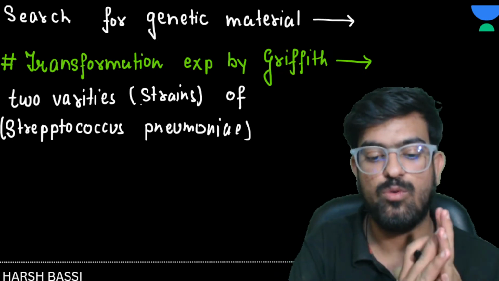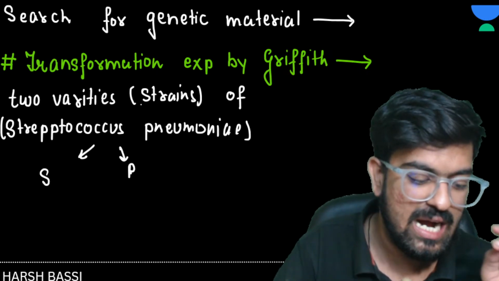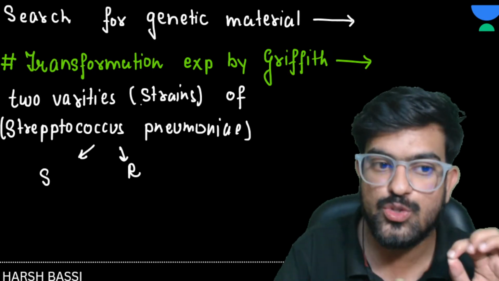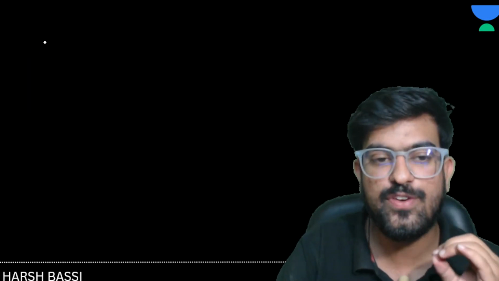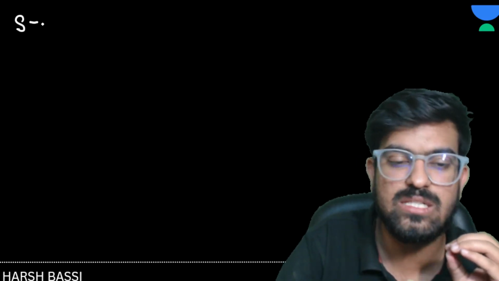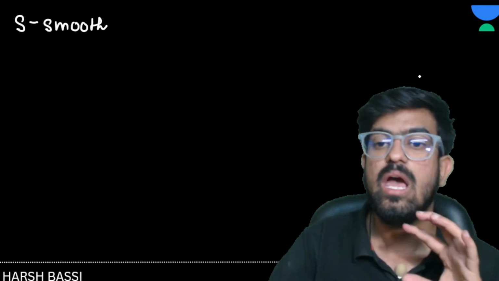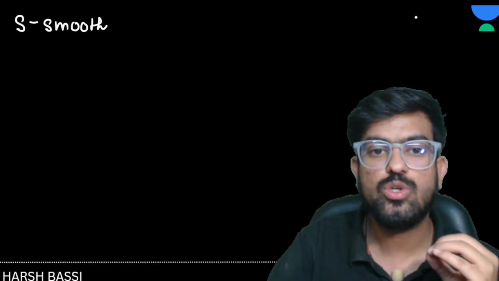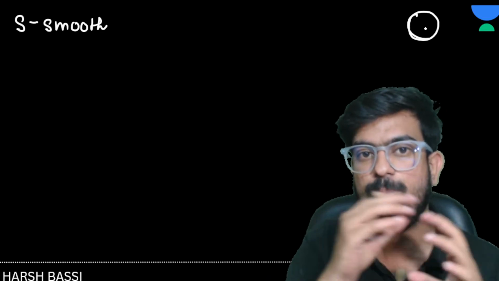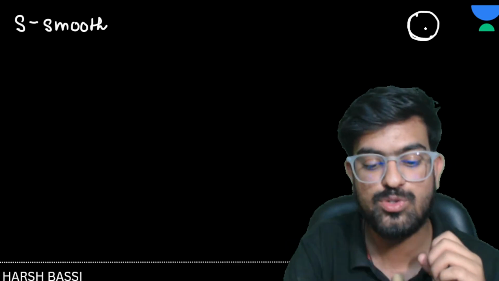Now what happens here? 2 strains were there. One is the smooth S strain and the other one was the R strain. So see here what Griffith did. First of all, he took this S strain bacteria, also known as smooth bacteria. Now what smooth, sir? The covering of the bacteria was smooth. It was covered with the polysaccharides. This type of bacteria was known as S strain or the smooth strain bacteria.